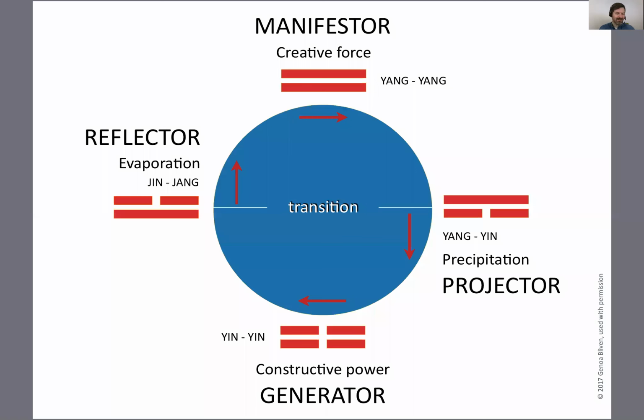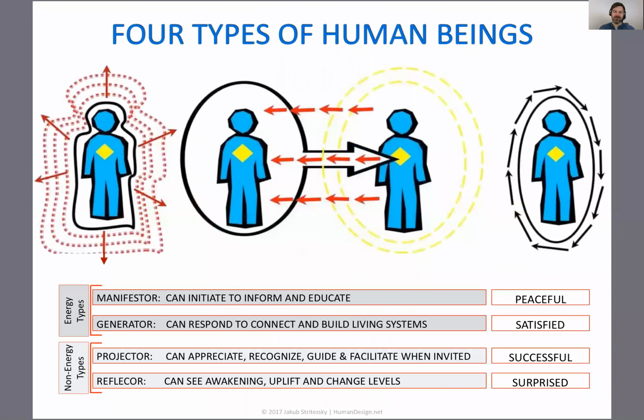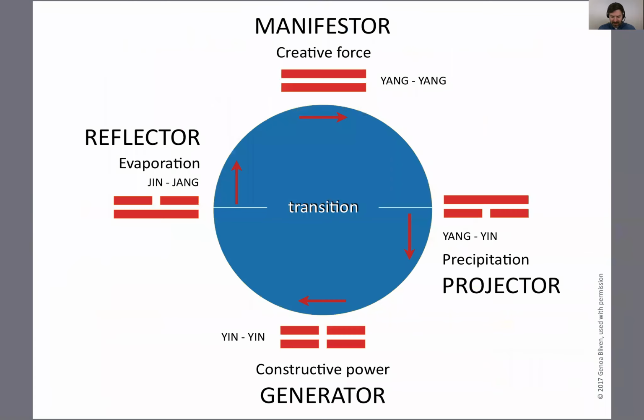So this is a kind of archetypal picture of the four types of human beings, and you can see that we're grouping the types in different ways. One of the ways to look at the four types is that two types are the energy types, the manifestor and generator. And there are two non-energy types, which are the projector and reflector. Another way of looking at the types is that there is a generator, and then there is everybody else.